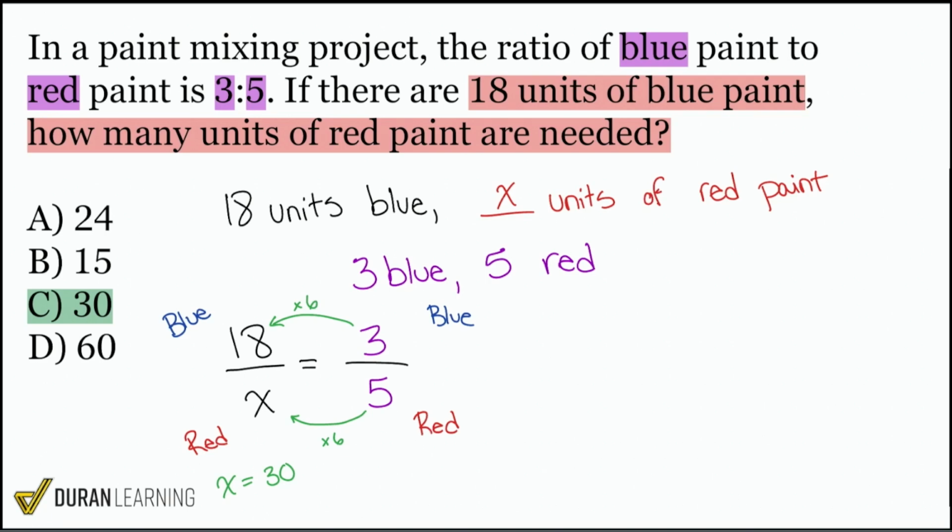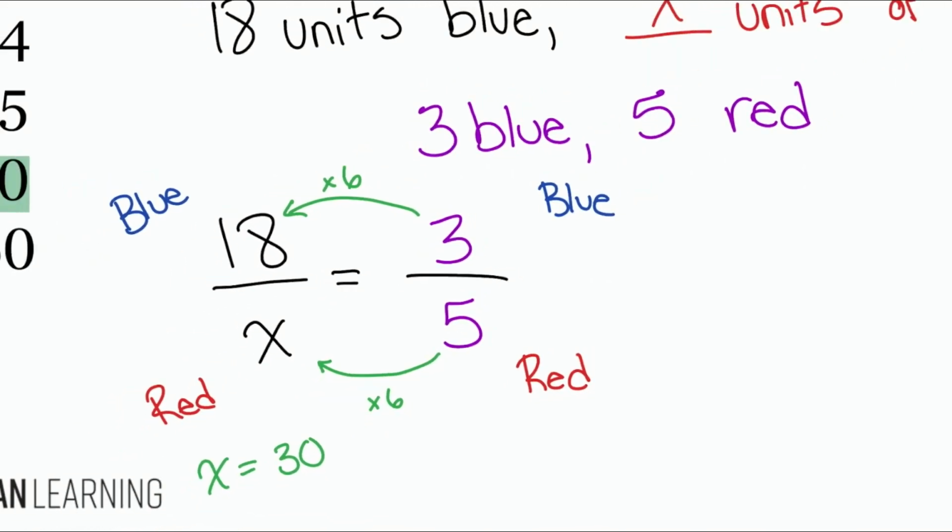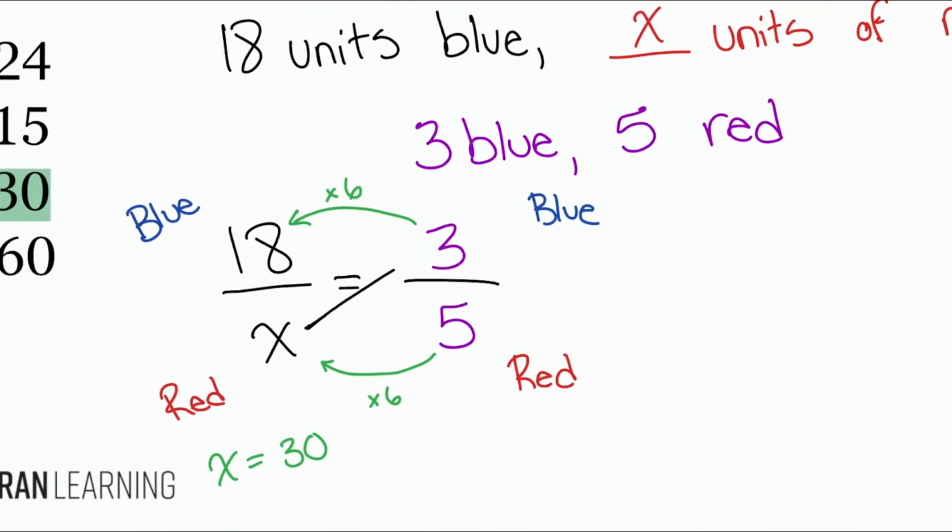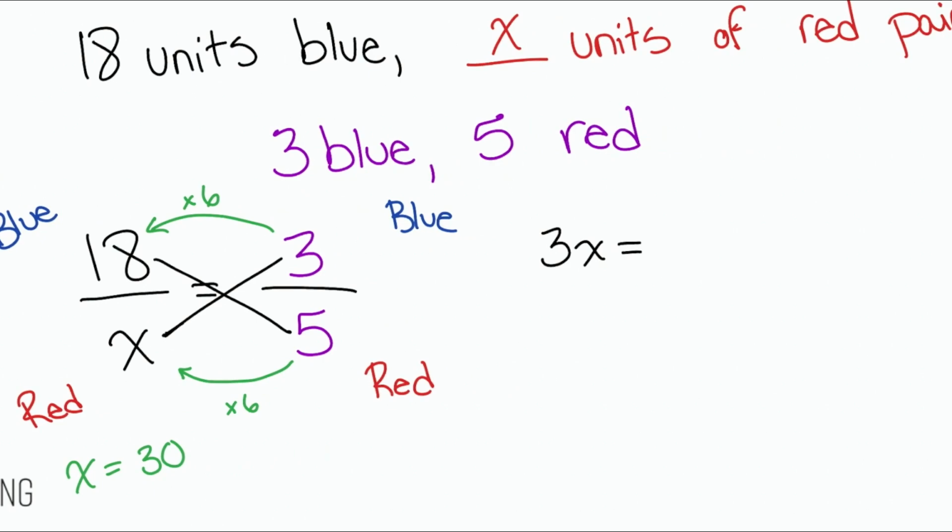So here, let's cross multiply and show ourselves that we can still do it that way. X multiplied by 3 is 3x. And then on the other way, we have 18 multiplied by 5. Got to take a little second to do that, but that's okay. 18 times 5, 8 times 5 is 40. 1 times 5 is 5, carry the 4 is 9. So we have 90.